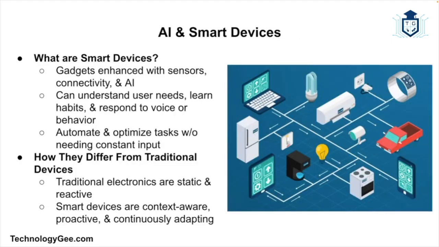All right, next let's talk about AI and smart devices. So if robots are the body and autonomous systems are the driver, then smart devices are like little AI assistants living inside of our homes, pockets, and workplaces. So exactly what is a smart device? Well, a smart device is any gadget that uses sensors, connectivity, and AI to understand your needs, learn your habits, respond to commands, and optimize tasks automatically. Now, unlike traditional electronics, smart devices are context aware. Basically, they're designed to make your life easier by doing things before you even ask.